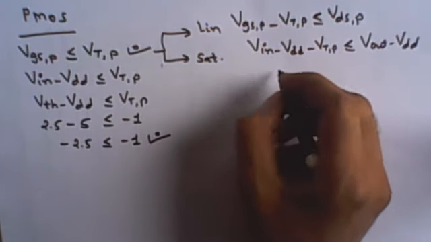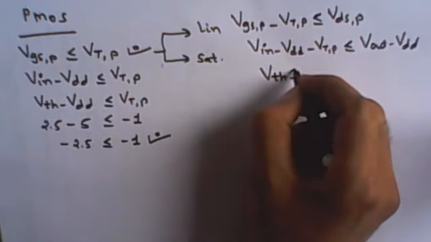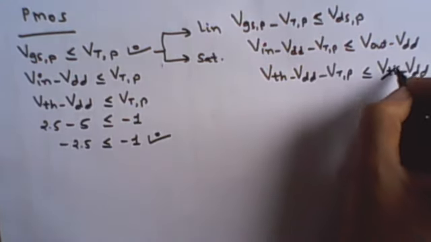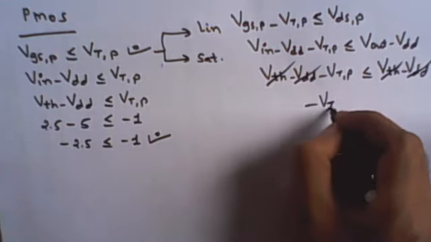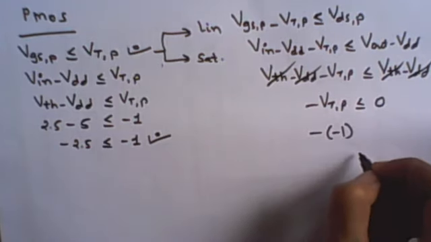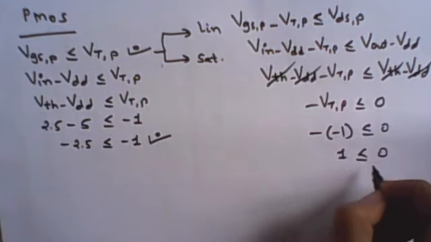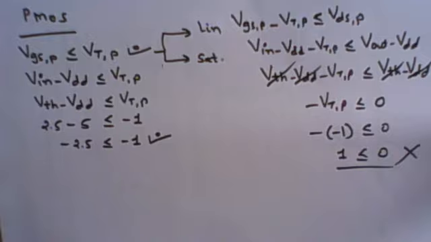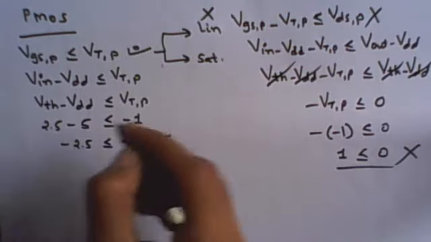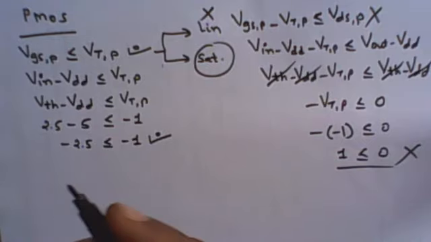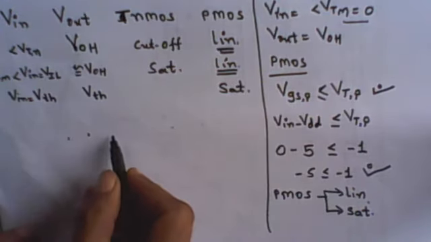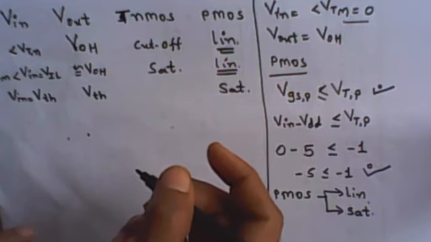So what is input minus VDD minus VTP? It is VTH minus VDD minus VTP. Is it less than or equal to Vout, which is also VTH? So VTH cancels, VDD cancels. So minus VTP, is it less than or equal to 0? VTP is -1, so minus minus is plus 1. So +1 is less than or equal to 0? No. +1 is not less than or equal to 0. So this condition is not satisfied. That means the pMOSFET is not in the linear region. So the pMOSFET operates in the saturation region. Whenever input and output are equal, at that time the pMOSFET operates in the saturation region.